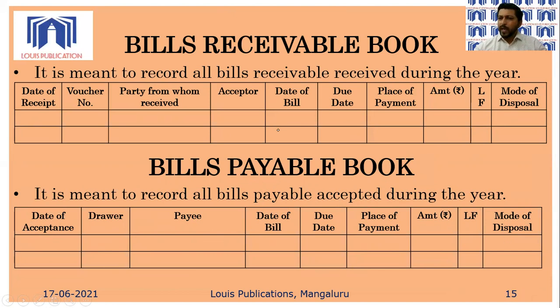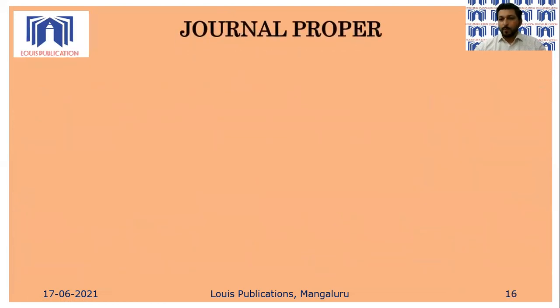So these books very rarely we discuss in detail in academics, but we have bills receivable book and bills payable book, because if the business is keeping subsidiary books, so definitely these two books will appear in the books of the business. And we come to the final subsidiary book, that is journal proper.